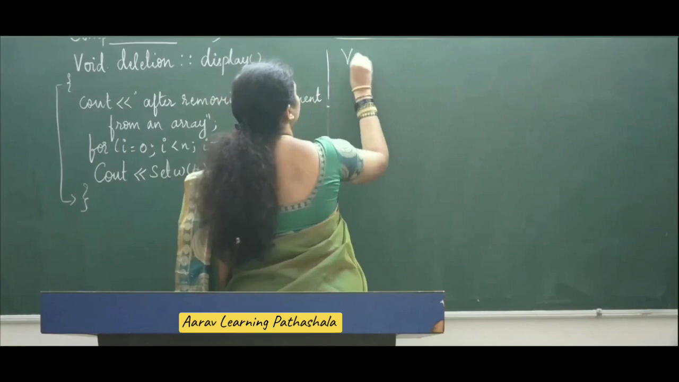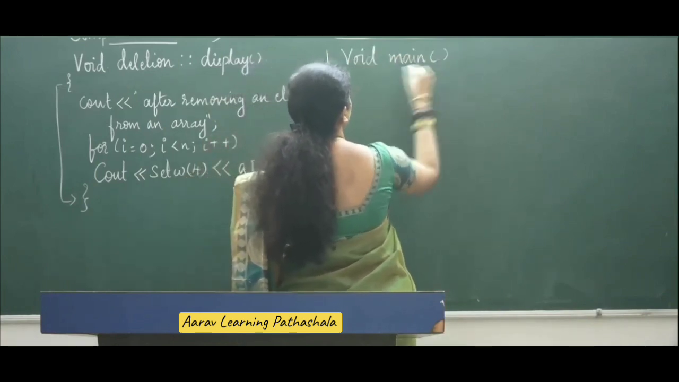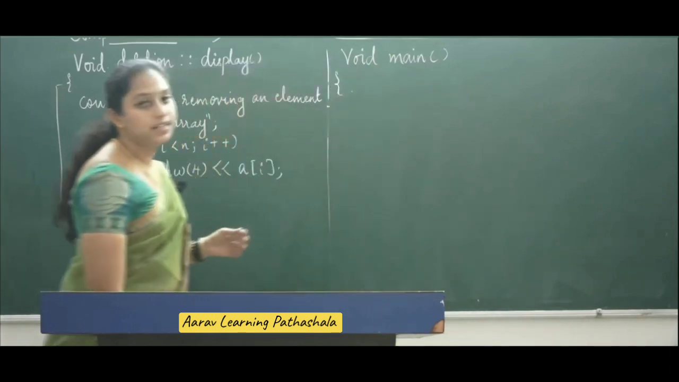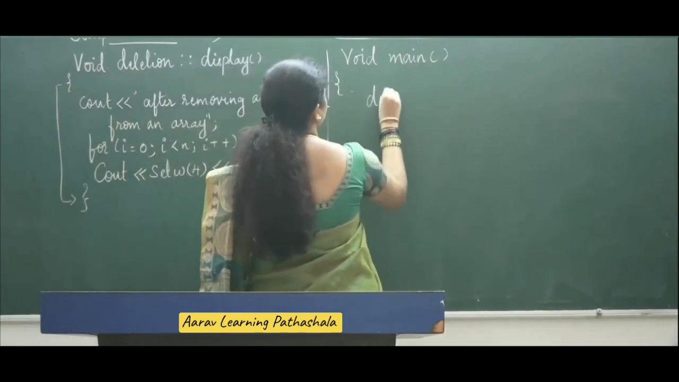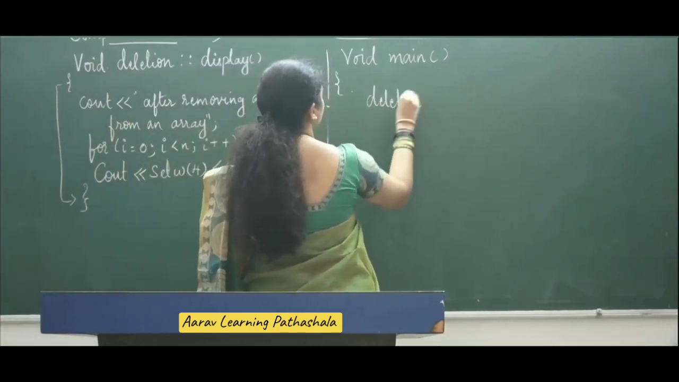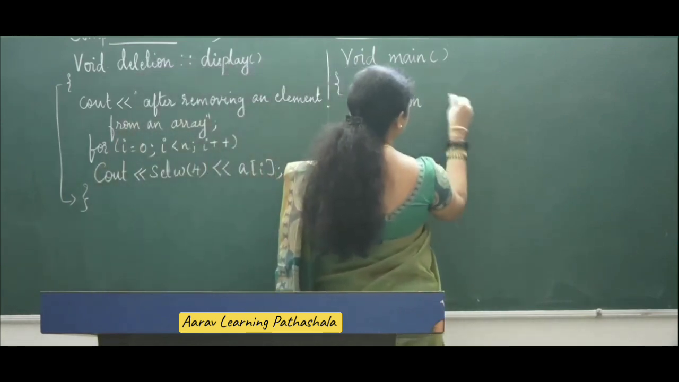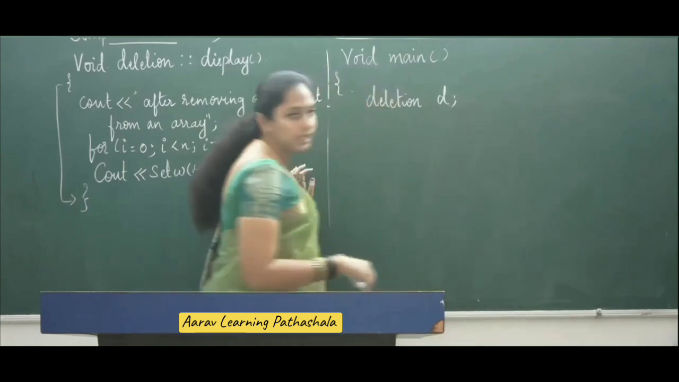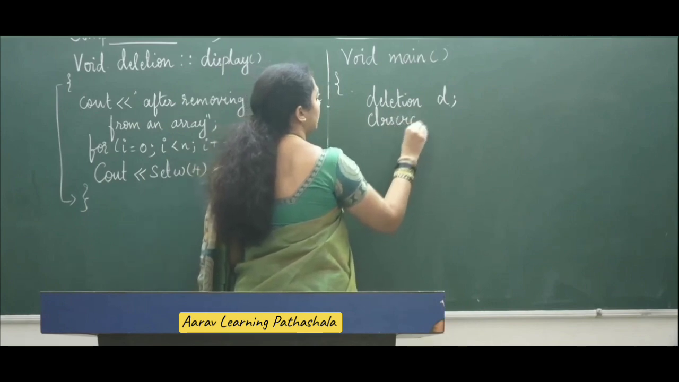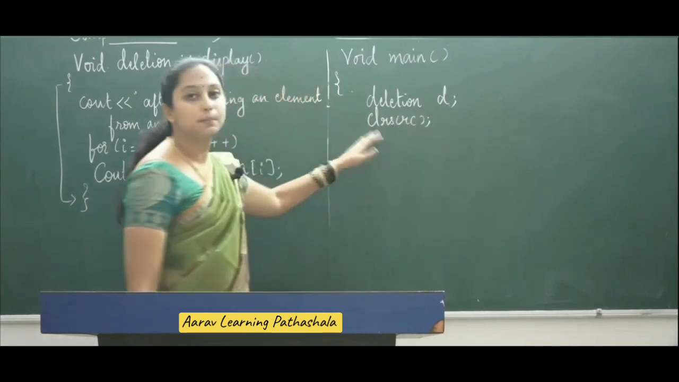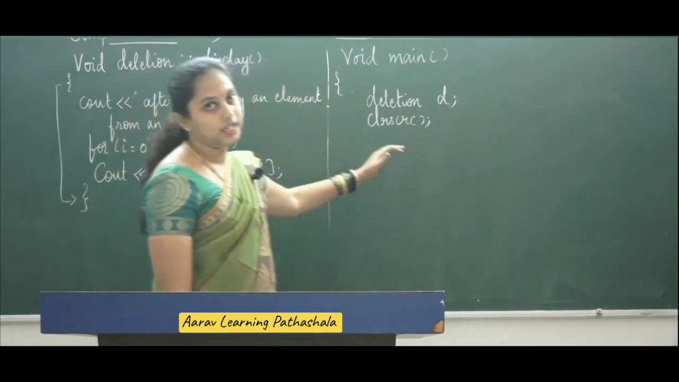So in the main function, I am going to create an object for the class deletion. So how to create an object? First write the class name followed by the object name. The object name is D. Clrscr. Why we are using clear screen? So it clears the previously generated output in the console screen.